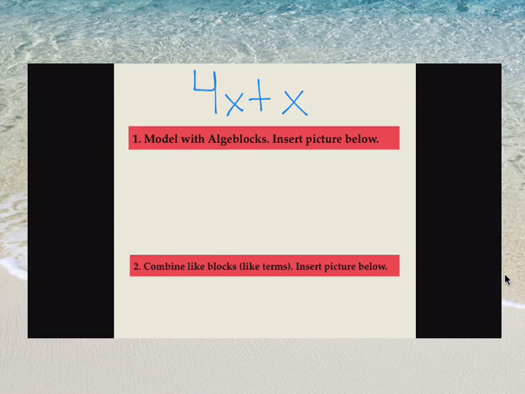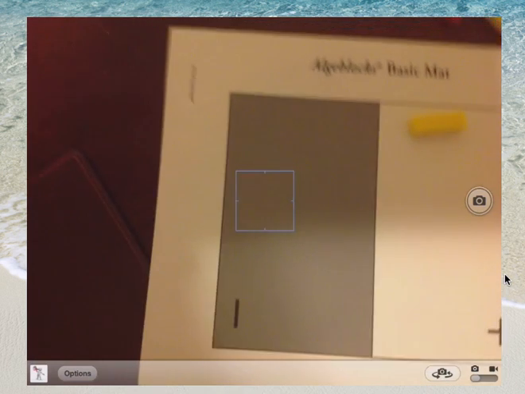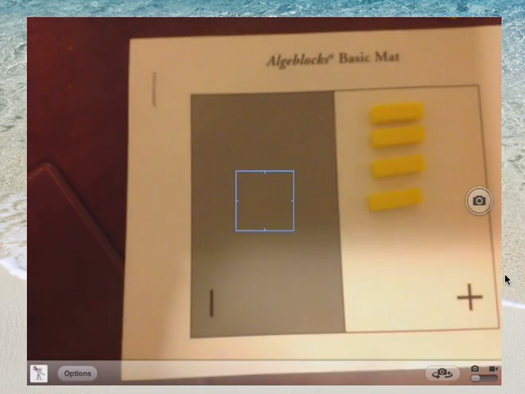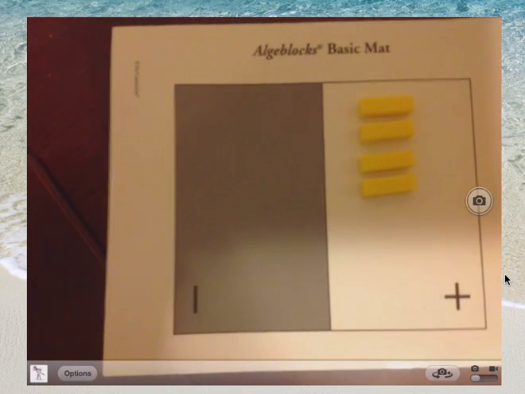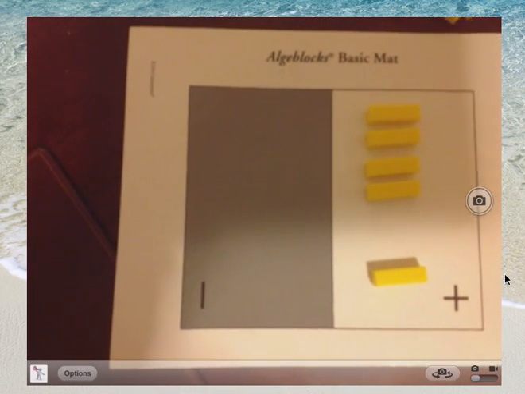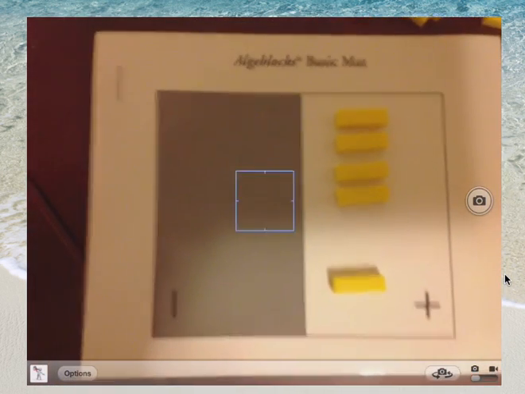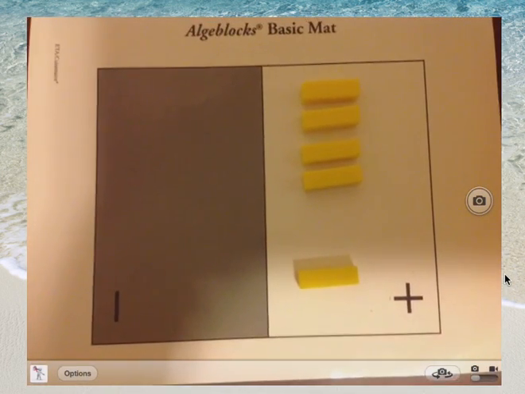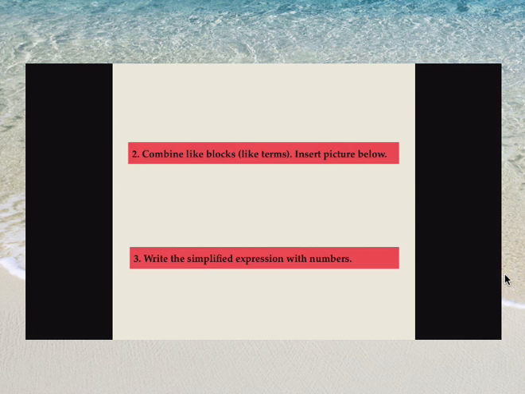Remember, our expression is 4x plus x. So I'm going to start by modeling positive 4x. I'm going to model positive 4x by putting, that's right, 4 x blocks on the positive side of the mat. Okay, that represents my 4x. Next, I'm going to take one more x to represent that 4x plus x, one single x. Remember, one x by itself means 1x. Okay, now I'm going to go ahead and take a picture of this. So you should be doing this on your own mat and take your own picture. And we're going to drop that into GoodNotes.